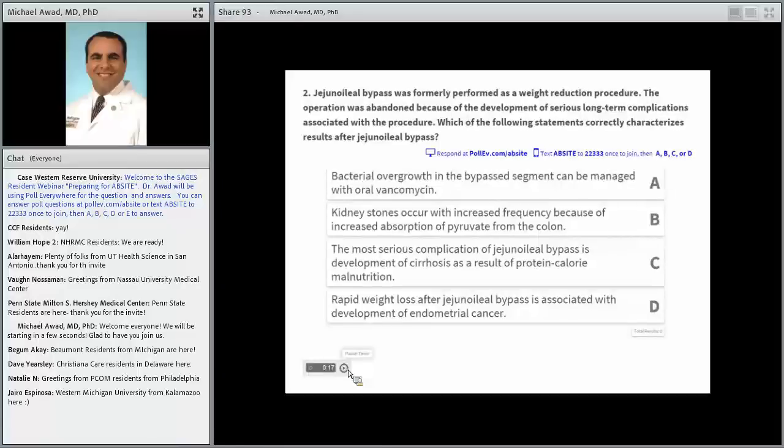Bacterial overgrowth in the bypass segment can be managed with oral vancomycin. Kidney stones occur with increased frequency because of absorption of pyruvate from the colon. The most serious complication of jejunal ileal bypass is the development of cirrhosis as a result of protein-calorie malnutrition. And rapid weight loss after jejunal ileal bypass is associated with development of endometrial cancer.